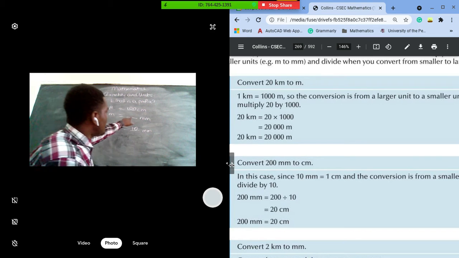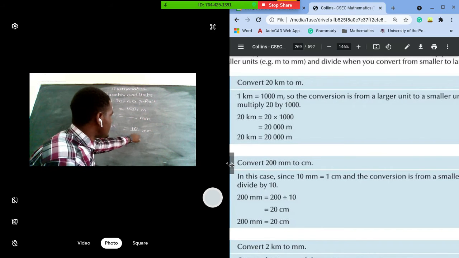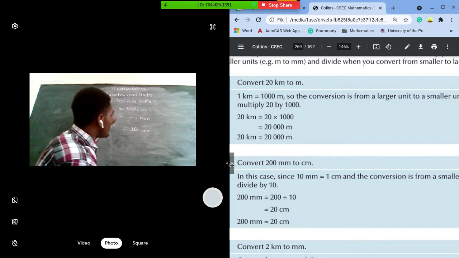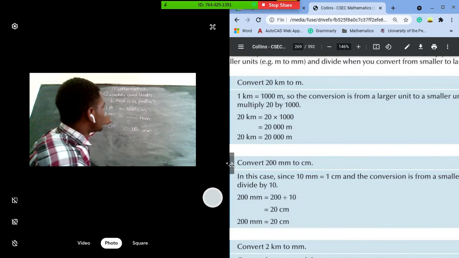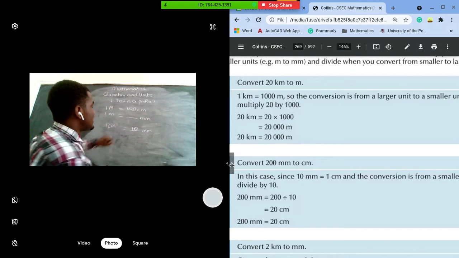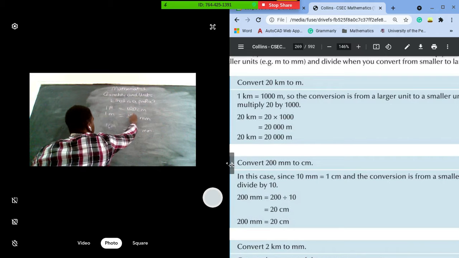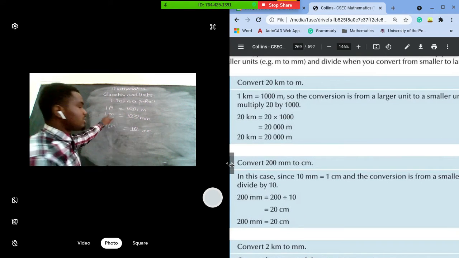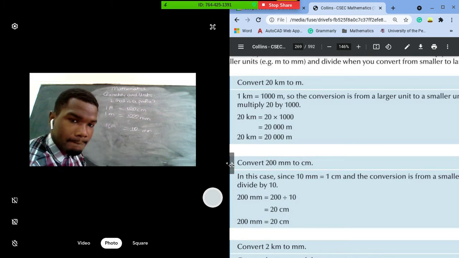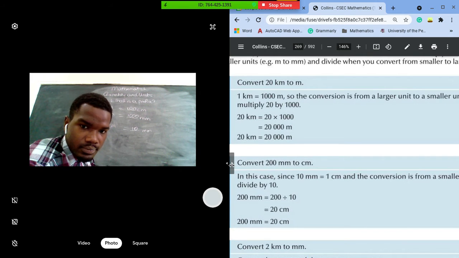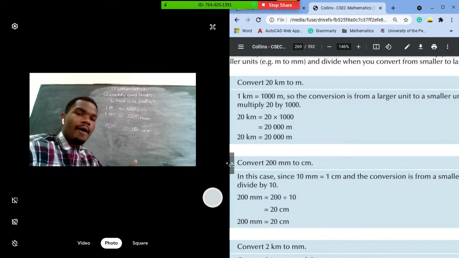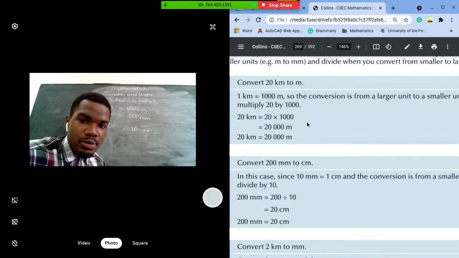Because it took 10 millimeters to get to 1 centimeter, right? And 100 centimeters to get to 1 meter, we're going to combine the two of them and realize it takes 1,000 millimeters to get to 1 meter. Everybody see that? Yes, sir. Alright? But if you haven't seen it, I'm going to give you some examples to do for homework.